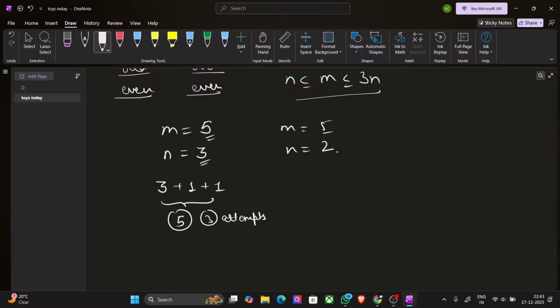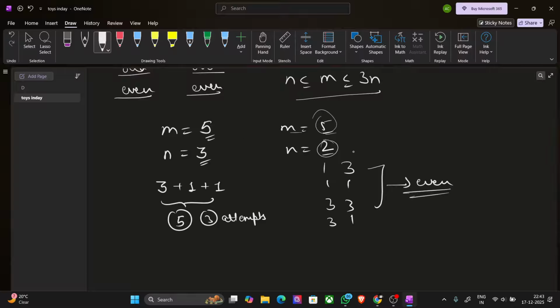Now, if m equals 5 and n equals 2, as you can see, the parity of n is even and the parity of m is odd. So any combination, that is 1 3, 1 1, 3 3 or 3 1, the answer will always be even. Whatever you do, you can't make m odd. So the parity of m and n must be equal.